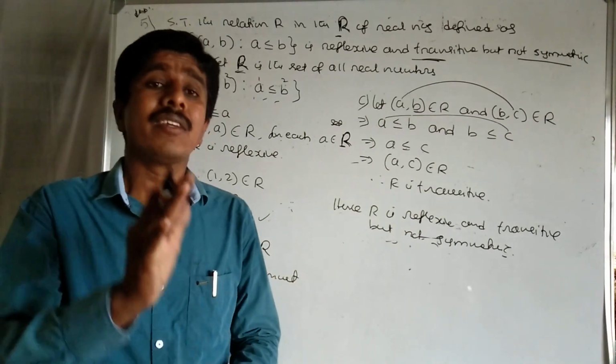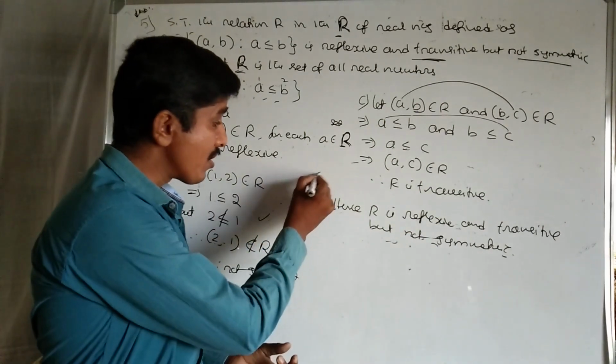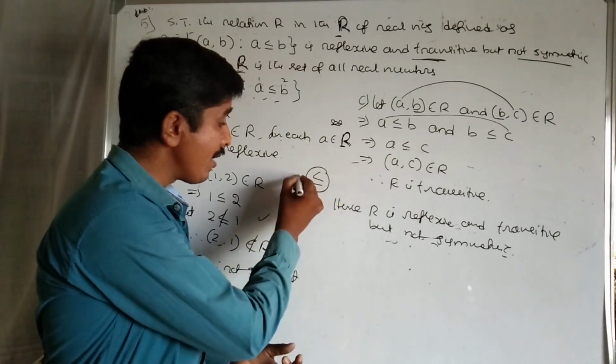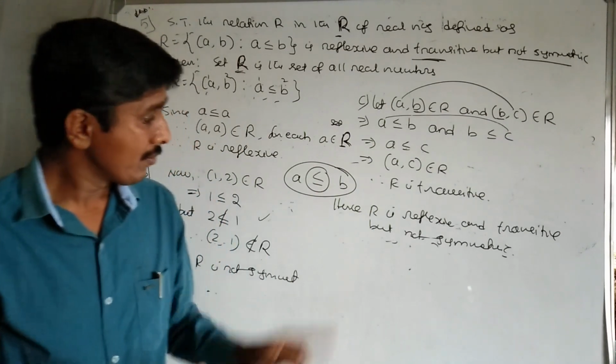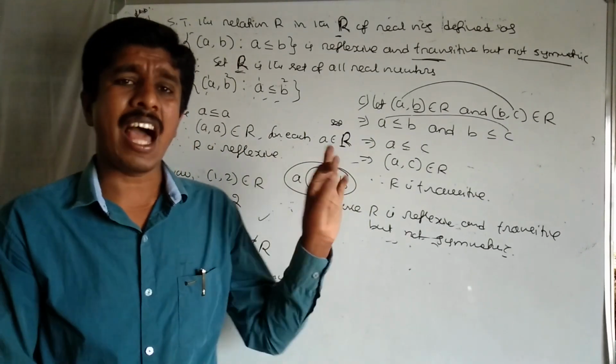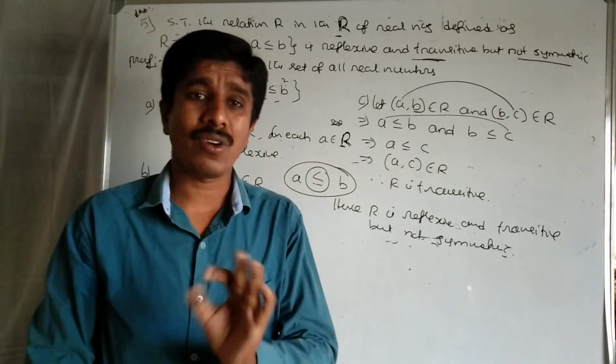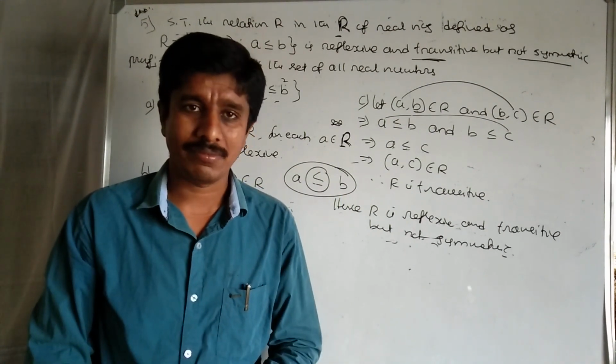Mind it. The less than or equal to relation, A less than or equal to B, like this condition. The less than or equal to relation is always reflexive and transitive but not symmetric.